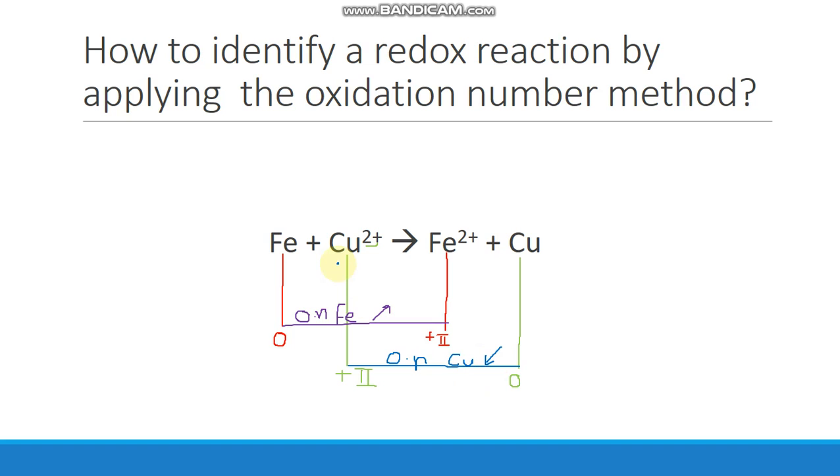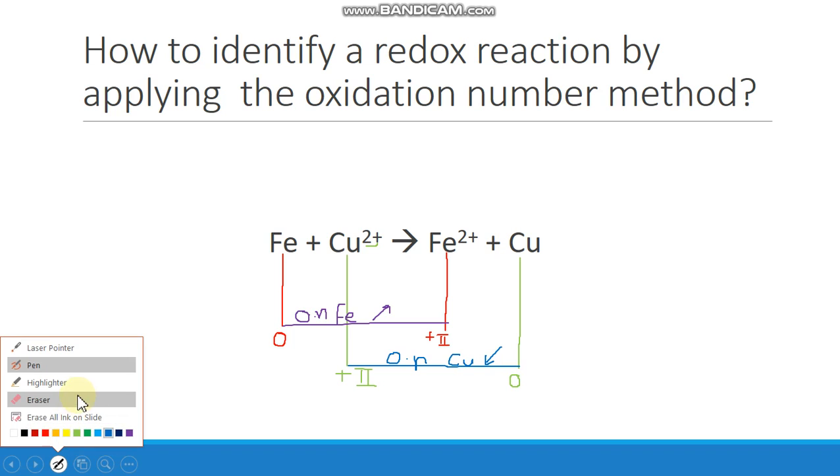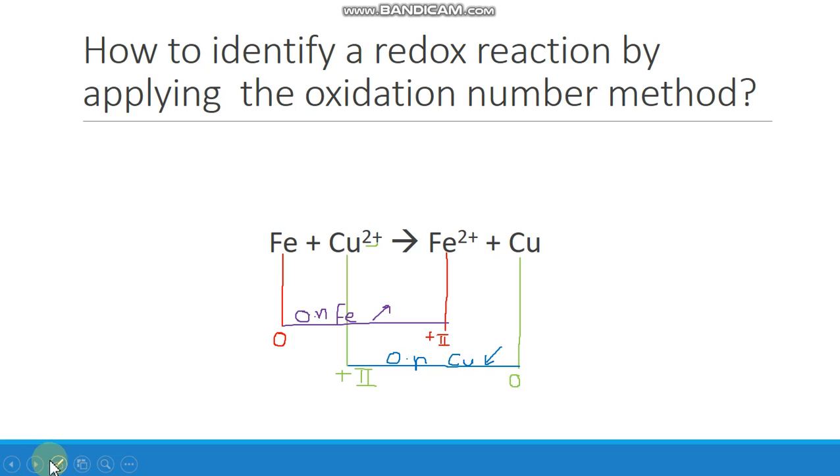You just have to write the oxidation number of each element found in the reaction, and you follow it from the reactant to the products. Okay, so as you can see here, the oxidation number of Fe increased from 0 to +2, and the copper ion, Cu2+, decreased from +2 to 0. Okay, so after this you should know two important rules.